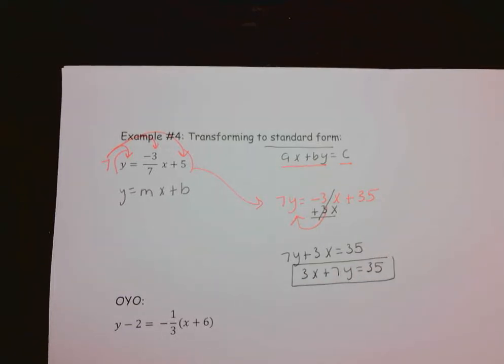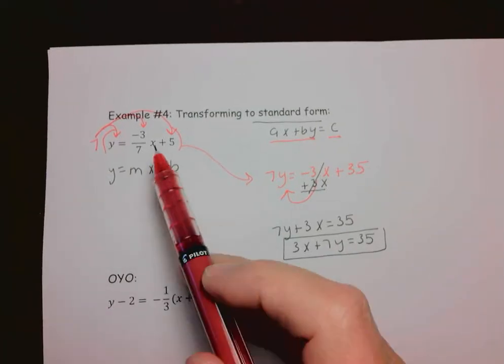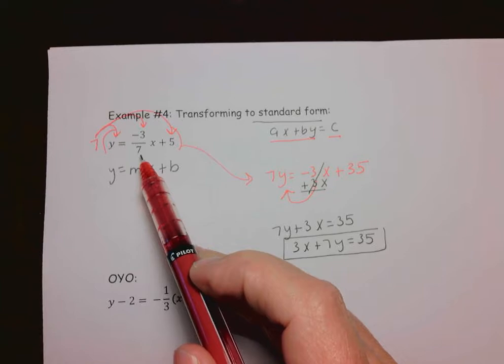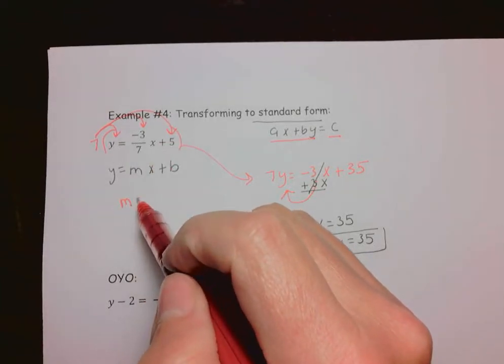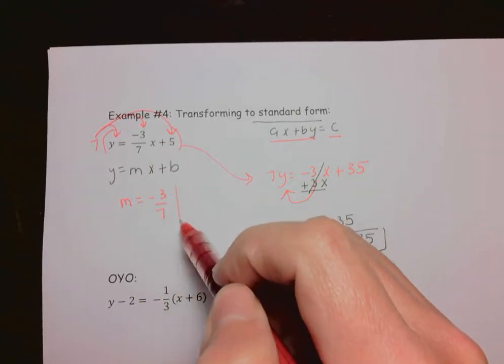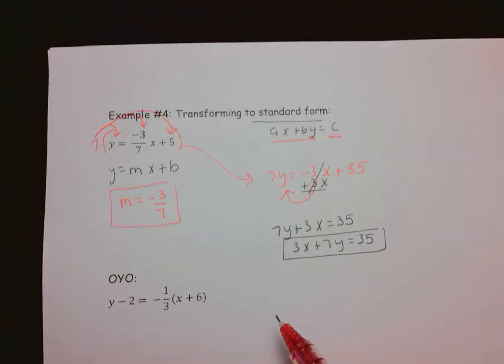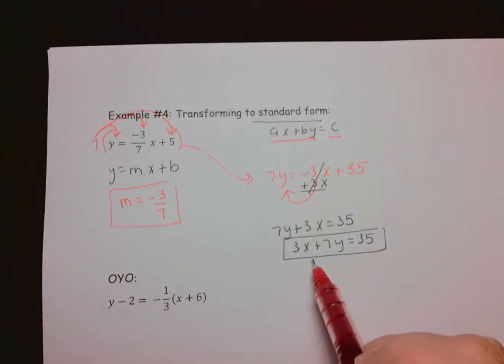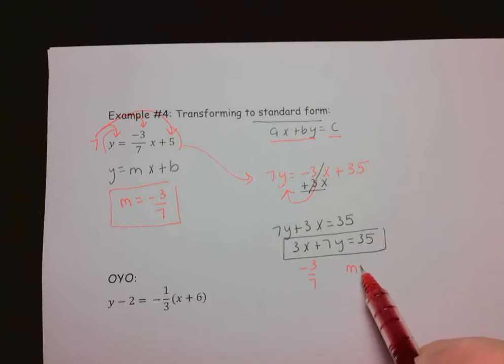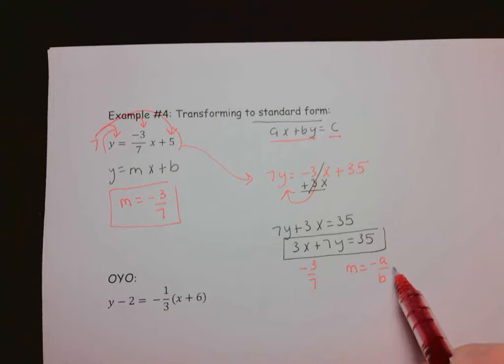Now, what do you notice about the slope? Look back at the original equation here. What is your slope? Your slope is negative 3 over 7. Your slope here is the same because when an equation is in standard form, your slope is always negative a over b.